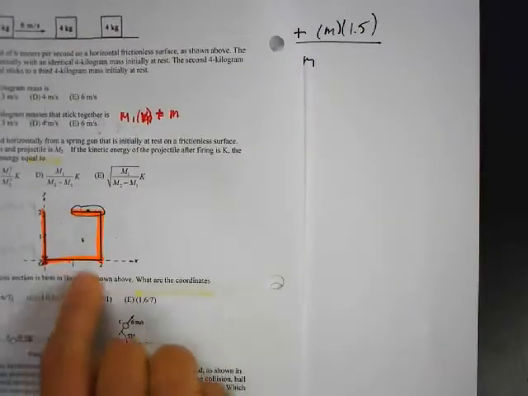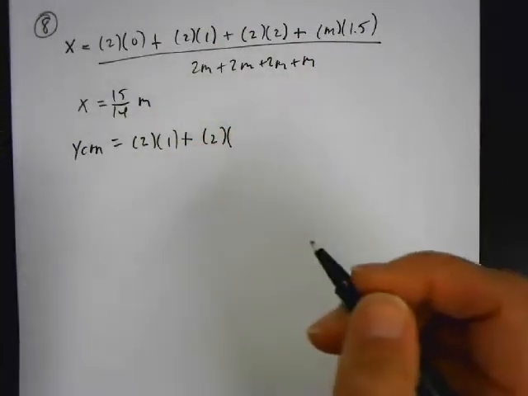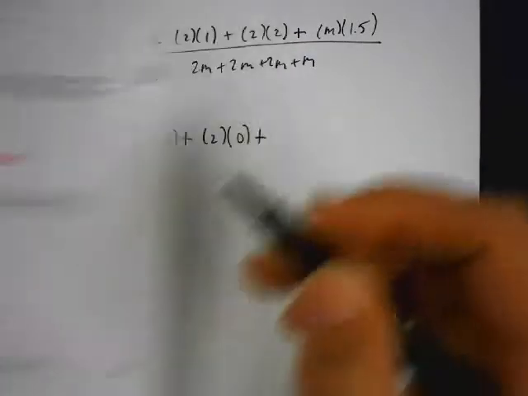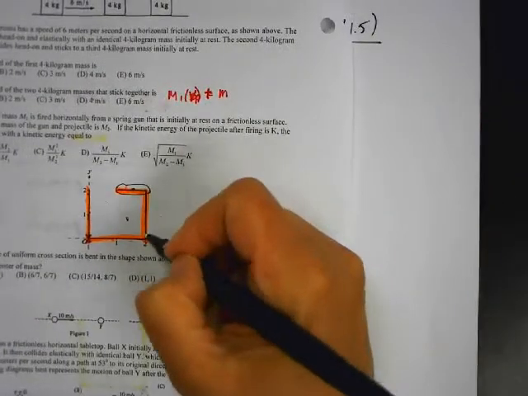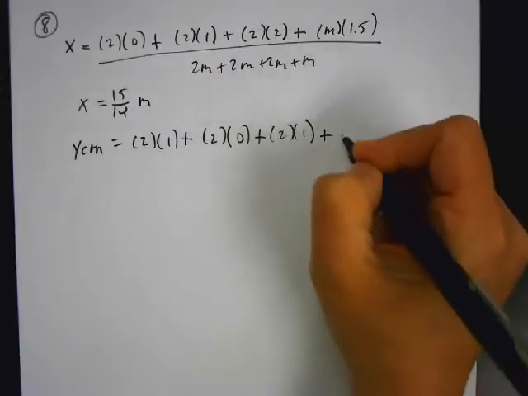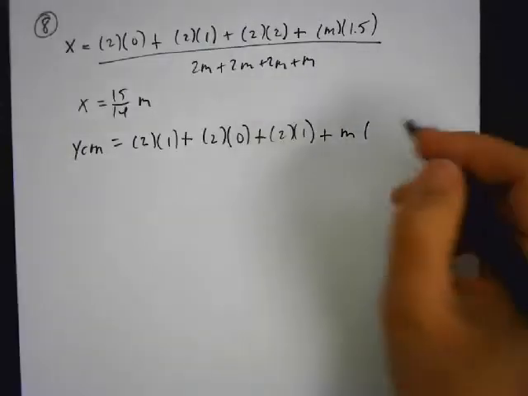plus this mass is 2, times the distance to the y is 0 because it's on this axis, plus this one is 2, times 1, because from the center to here is 1. And then the last mass, this is m, times the distance from here to here, which is 2.